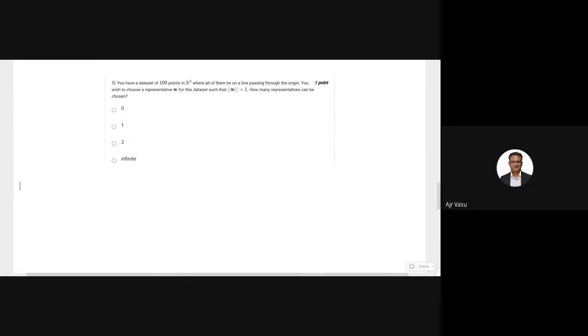PCA was developed in 1900. Actually, 1900. So it's 120 years old. Even regression is from the days of, let's say, Newton, Gauss. Everything is from that 300 years era.